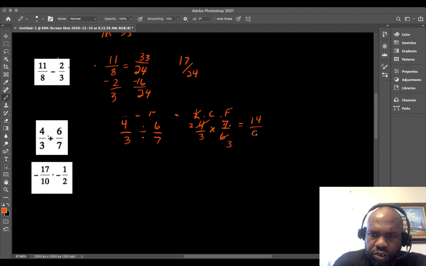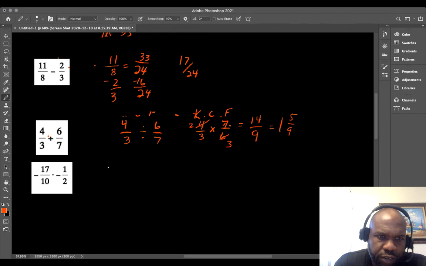I don't have to, but you can turn it into a mixed number if you want. How many times does 9 go into 14? 1 time. I have a 9, and what's left is 5, and 5 goes on the top. So that is how to turn that into a mixed number, but you don't have to do that.